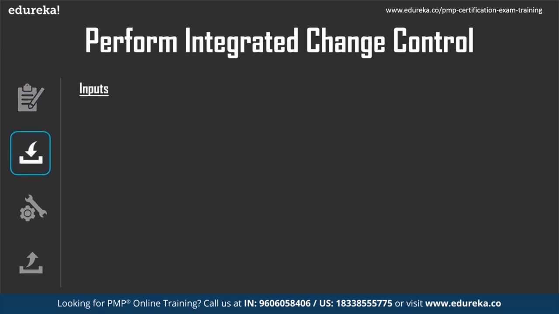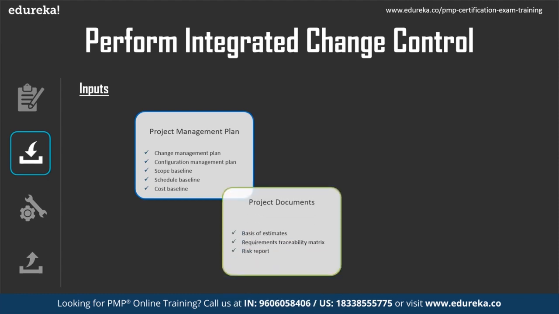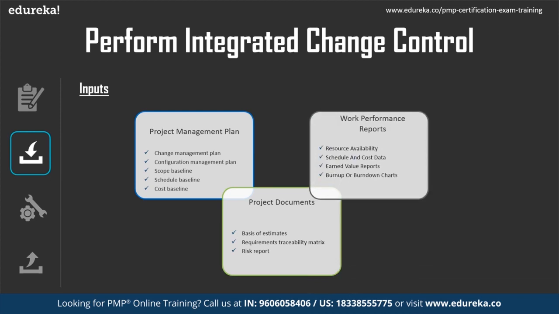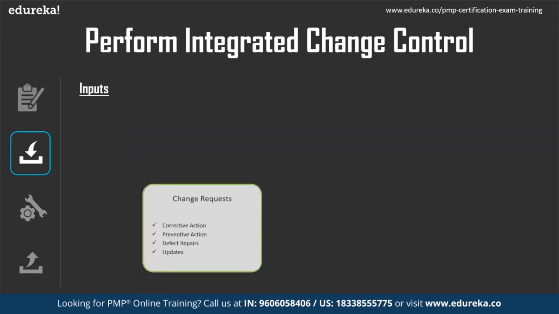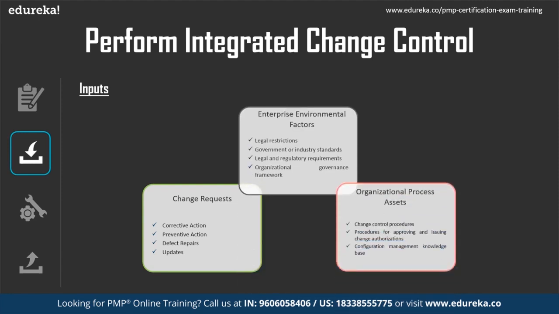Inputs to the process would be the project management plan, which is basically the change management plan, configuration management plan, scope baseline, schedule baseline, and cost baseline. Project documents, which are the basis of estimates, requirements traceability matrix, and risk report. Then work performance reports like resource availability, schedule and cost data, earned value reports, burn up or burn down charts. Then change requests, which are required for corrective action, preventive action, defect repairs, or any updates. Then enterprise environmental factors and organizational process assets.